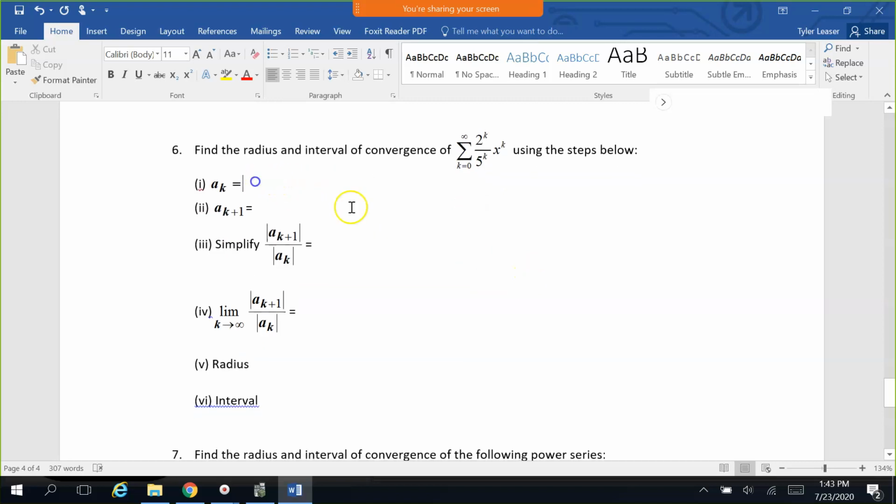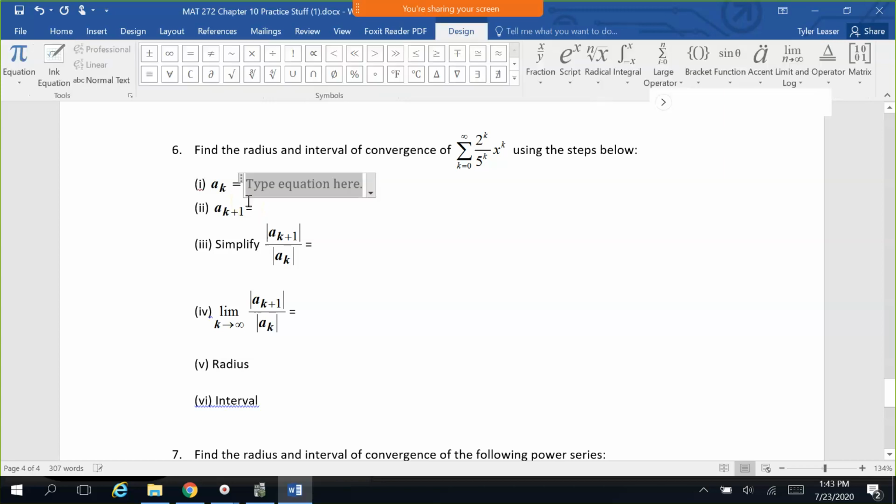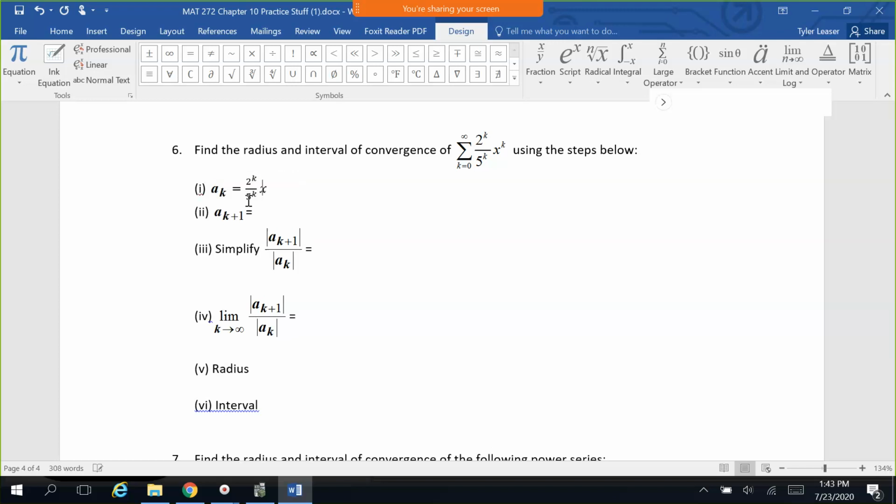So number 6, find the radius and interval of convergence using the steps below for this series. The series k going from 0 to infinity, 2 to the k over 5 to the k, and then x to the k. So a sub k represents the kth term. That's just going to be the series as it is. A sub k plus 1 represents the k plus 1 term, so that's just replacing all of these k's with k plus 1.